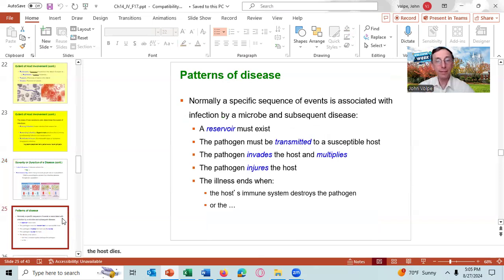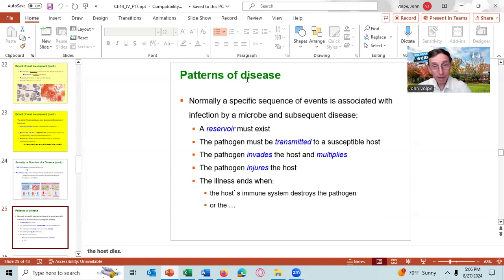So when we're talking about diseases, they go through a normal pattern of sequence of events. Normally a disease follows a specific sequence of events associated with an infection by a microbe. First, the disease has to come from a reservoir, so a reservoir must exist. The pathogen must be transmitted to a susceptible host, otherwise you don't get disease. The pathogen then invades the host and multiplies within the host. The pathogen then injures the host. If there is no injury to the host, you have no signs or symptoms of disease.